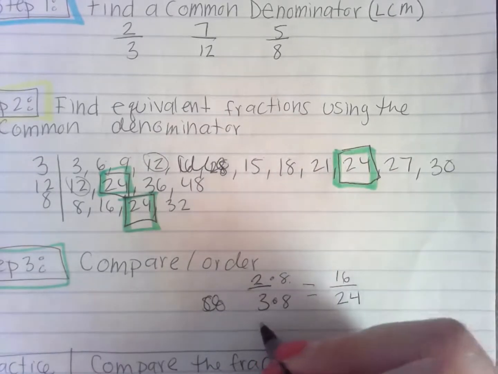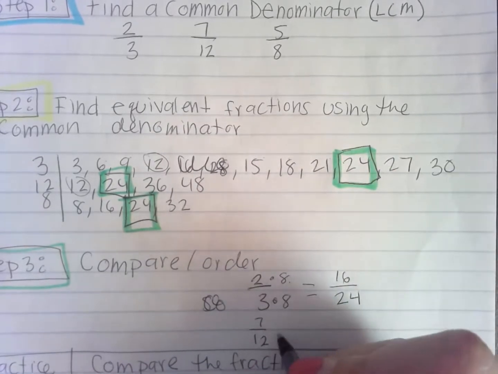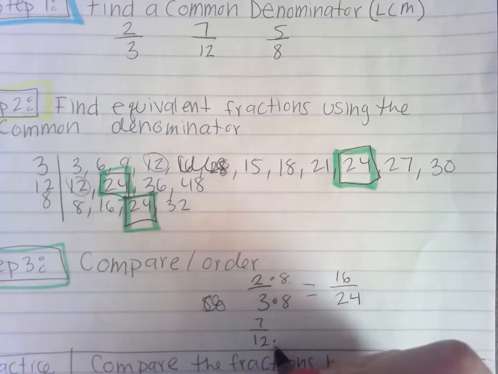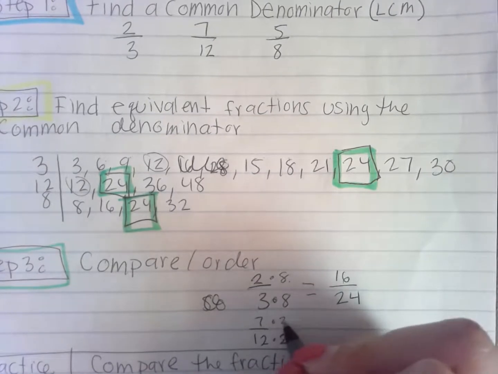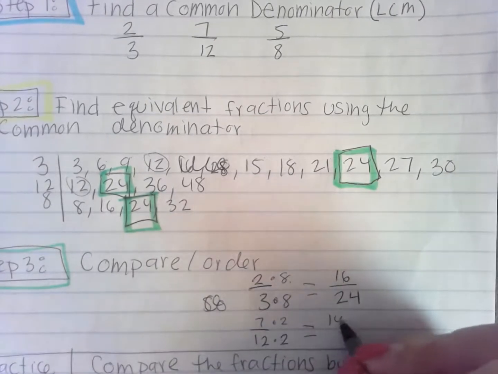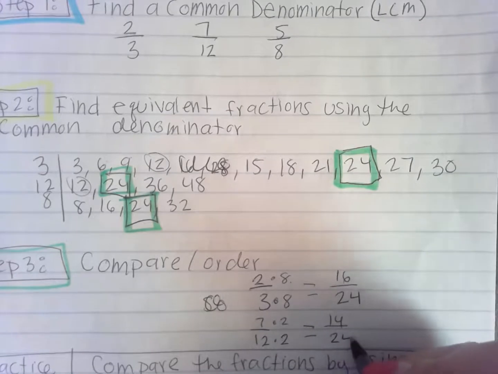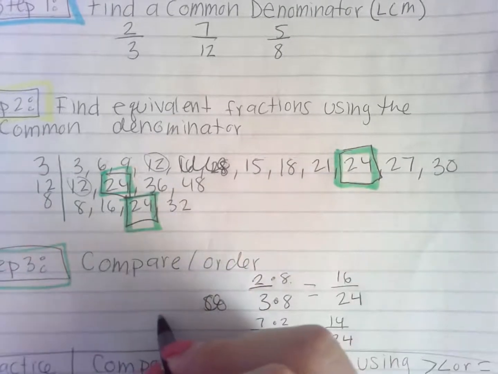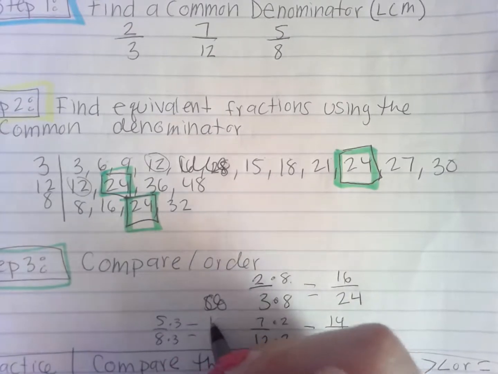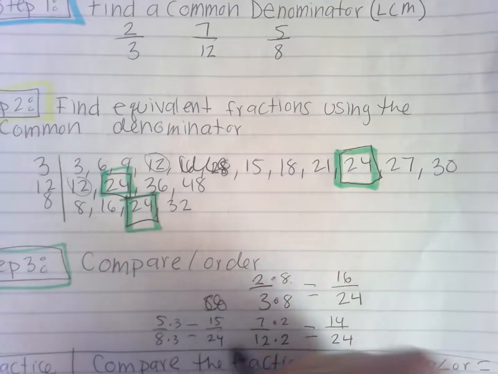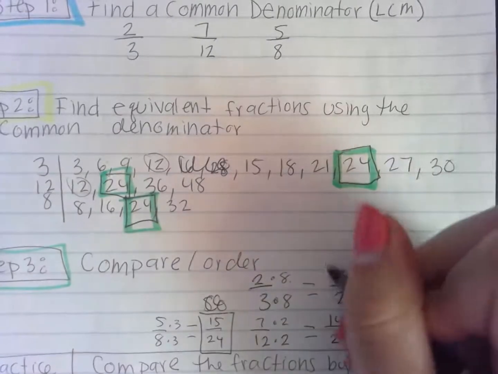Next, we have 7 over 12. I need to figure out the factor that makes my denominator into a 24, and that's just going to be 2. And what I do to the denominator, I've got to do to the numerator, that's going to give me 14 over 24. Last, I have 5 over 8. I need to figure out how to make this into 24. That means 3. I have 15 over 24. So now these are my new fractions.